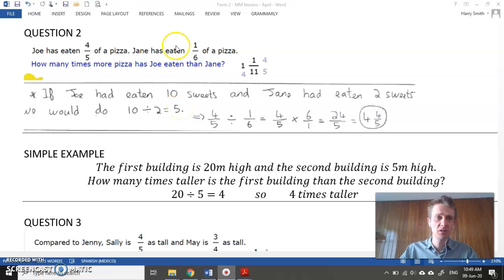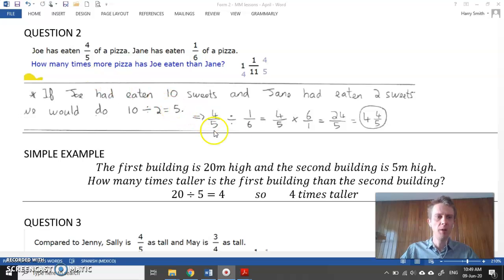So in this example, we've got to do 4/5 divided by 1/6. How many sixths are there in 4/5? That's what we're looking at. That technique you know from before, and it gives you 4 and 4/5. Take a bit of time, process it, and make sure you understand the simple example.